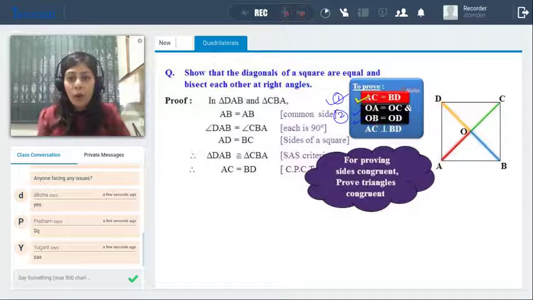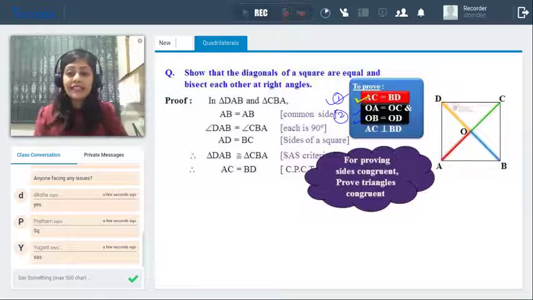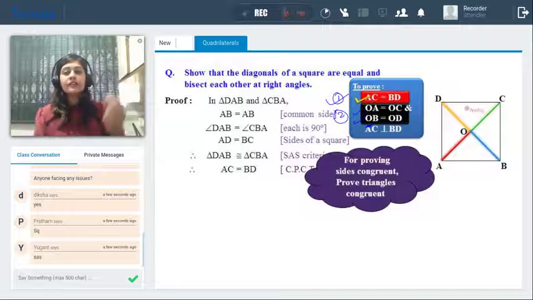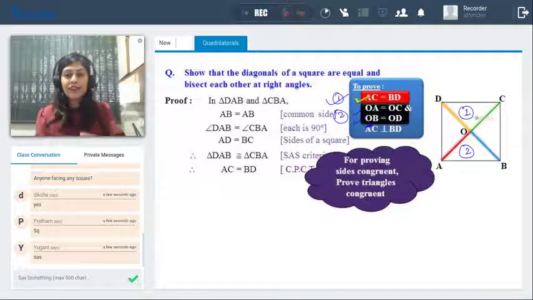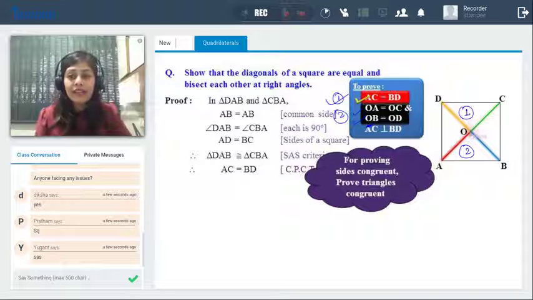Students, pay attention. OA and OC, two sides are supposed to be equal. Can I say OA belongs to triangle OAB and OC belongs to triangle OCD? Yes, we can clearly see that. Similarly, OB belongs to triangle OAB again and OD belongs to OCD again. So if I prove these two triangles congruent, can I directly say OA equal to OC and OB equal to OD? Yes, definitely. Proving these two triangles congruent is going to give me by CPCT or CSCT OA equal to OC, OB equal to OD.